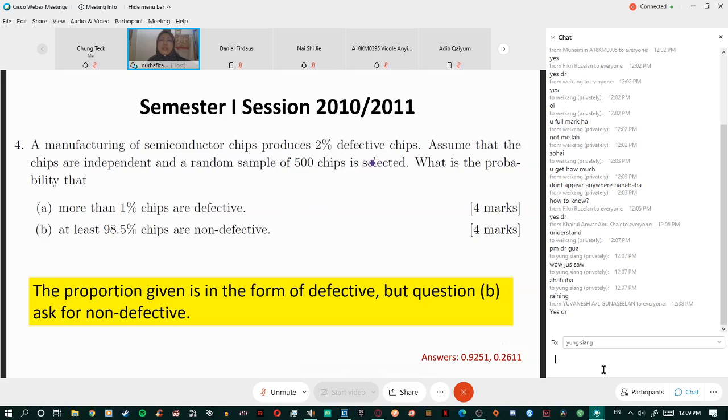Sometimes, when you read the question, you need to read carefully whether it asks you for the defective part or the non-defective part. Because if the question asks for the non-defective part, for example, that means your probability should be changed as well. Especially in chapter 2, this one is very important. Sometimes we just want to make students confused. We will ask questions that are opposing the probability given in the question. So please read the question carefully.